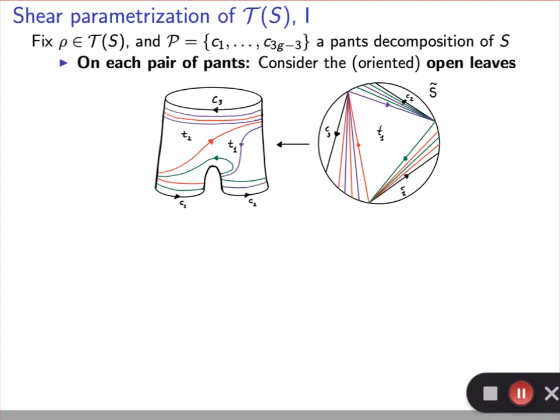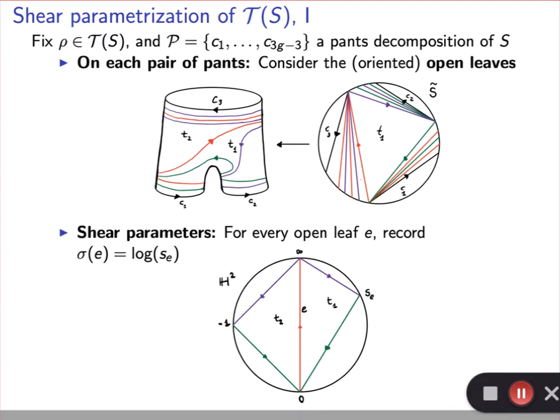So when we lift it to the universal cover, and here I'm choosing the Klein-Beltrami model of the hyperbolic plane, we get that these open leaves lift to straight lines. And for each of these open leaves, we get a quadrilateral in the hyperbolic space, an ideal quadrilateral in hyperbolic space. So we can take the cross ratio of these four vertices, given an orientation.